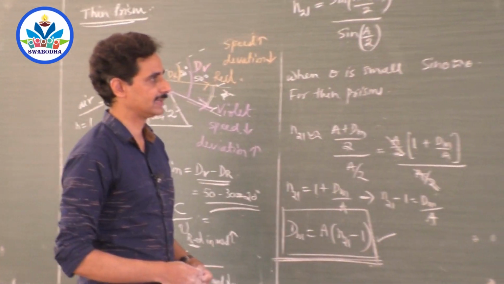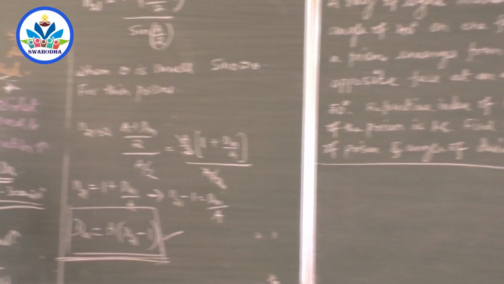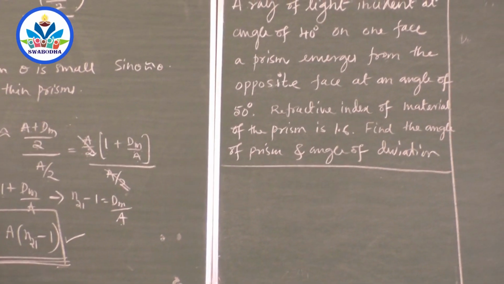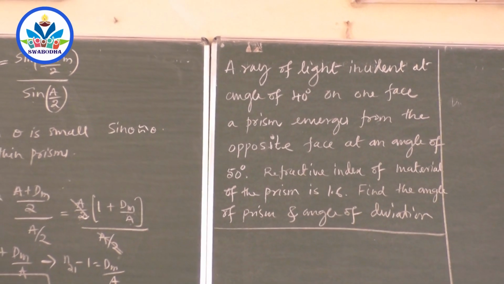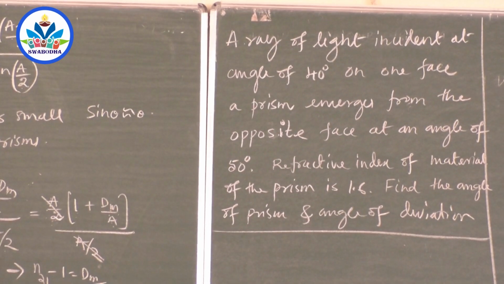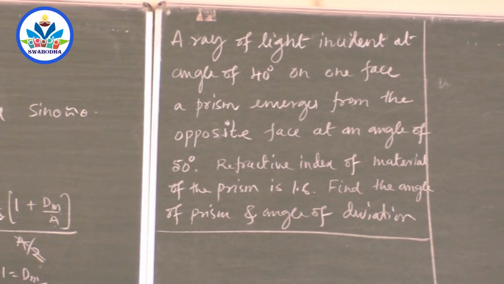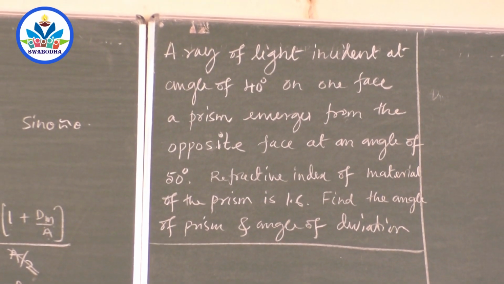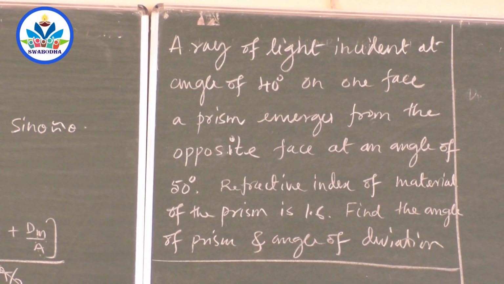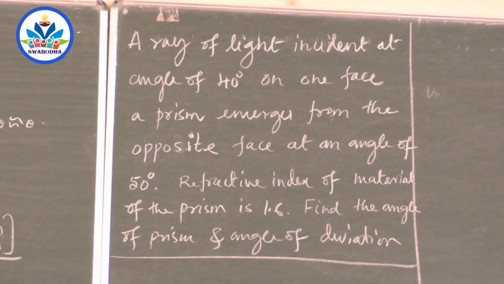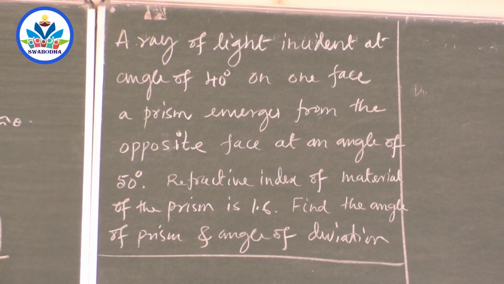A ray of light is incident at an angle of 40 degrees on one face of a prism, emerges from the opposite face at an angle of 50 degrees. Refractive index of the material of the prism is 1.6. Find the angle of the prism and angle of deviation. Okay, that is the question. Write it once. You write it in your paper, then we will work it out.